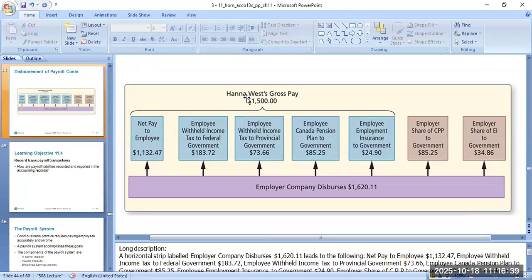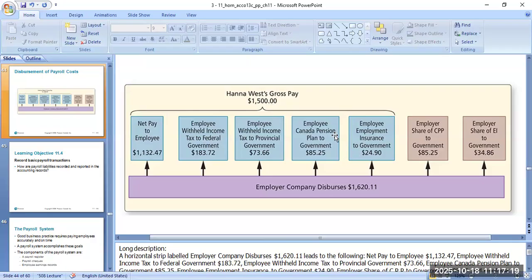Now the question is, how much does Hannah cost the employer? Well, the employer definitely has to pay $1,500. The fact that Hannah doesn't get it all doesn't change the fact that the employer has to pay $1,500. Because this one, the employer has to send to the federal government. This one, the employer has to send to the provincial. This one, to the Canada Pension Plan. This one, to the insurance. And this one has to be sent to Hannah's bank account. All together, $1,500 expense for the employer.